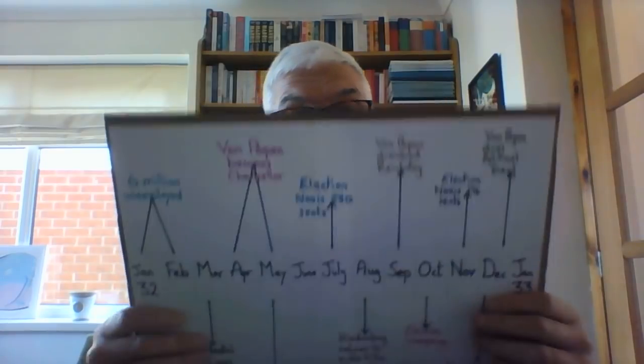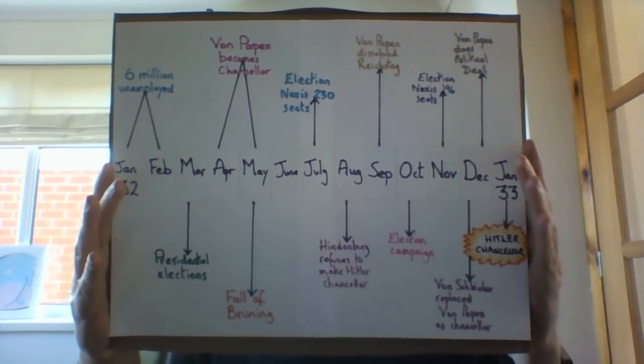But it's still a huge win for the Nazis. They're still the biggest party in November 1932. 196 seats. They're still the biggest party. So, should Hitler become the Chancellor in November?